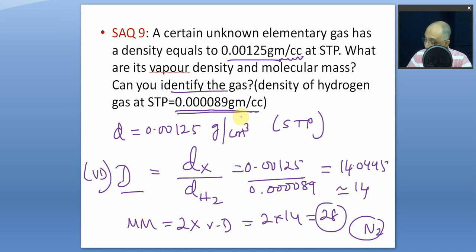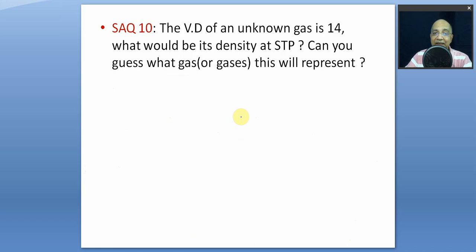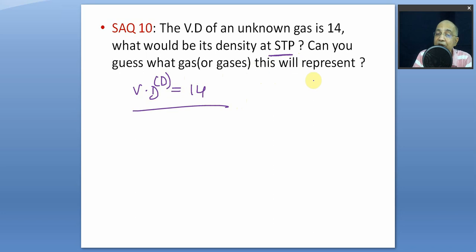So let us take up 10. The Vd of an unknown gas is 14. Vd is given, that is capital D, is 14. What would be its density at STP? Can you guess what is the gas or all possible gases that will be represented by that formula, that molecular mass? If Vd is 14, then you know Vd is equal to density of that gas by density of hydrogen. The conditions are same.